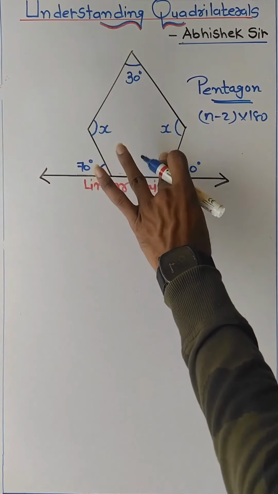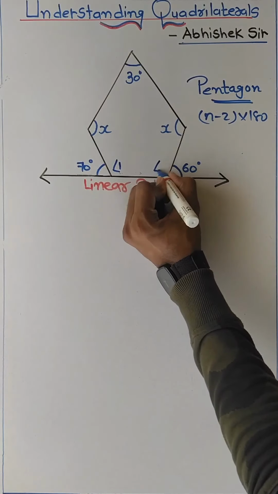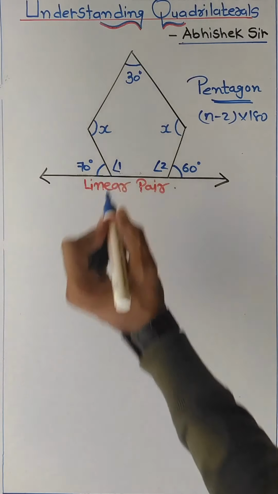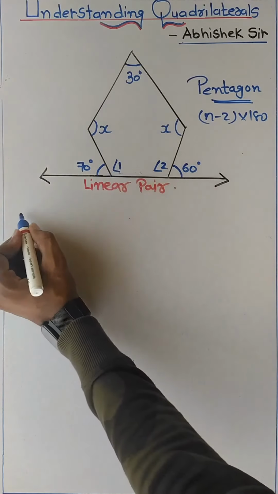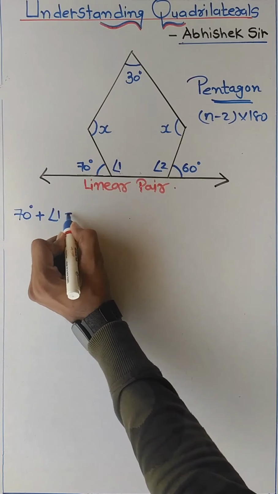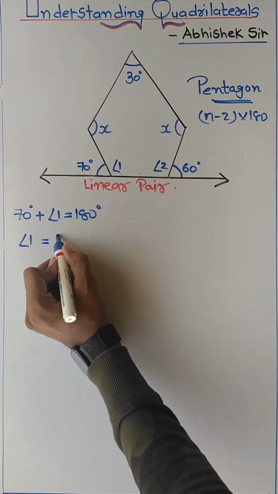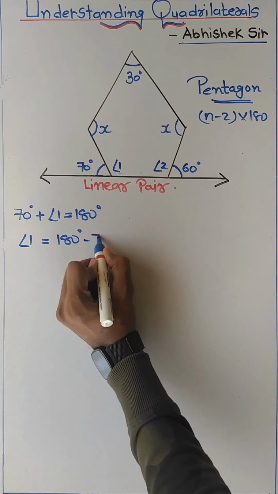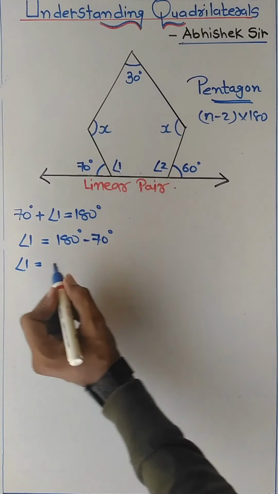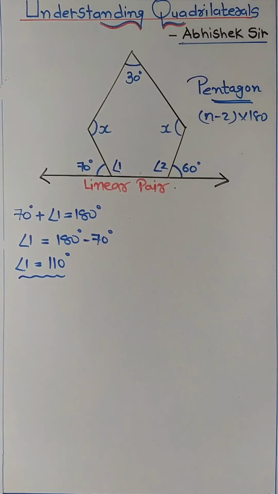So for our convenience, let us name these as angle 1 and angle 2. Clear? So applying the linear pair property for angle 1, it will be 70 degree plus angle 1 equals 180 degree. So angle 1 equals 180 minus 70 degree. So what is angle 1? 180 minus 70 will be 110 degree, right? So we got one angle.